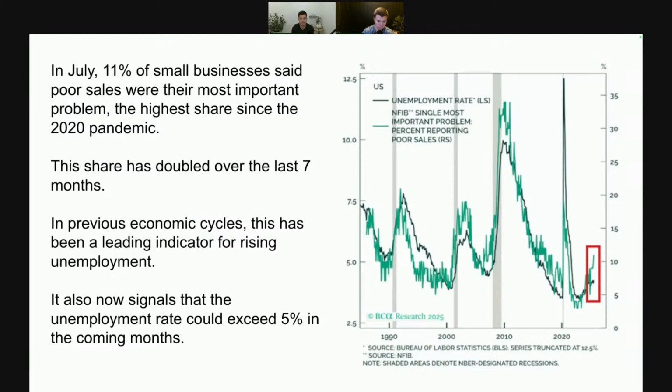However, on the flip side, for our bearish news today, we're seeing 11% of small businesses saying that poor sales were the most important problem to them right now. This is the highest level of small business complaints about sales since the global shutdown during COVID. In previous cycles, this has been a leading indicator for rising unemployment. It also signals that the unemployment rate could exceed 5% in the coming months. This is a bearish signal.